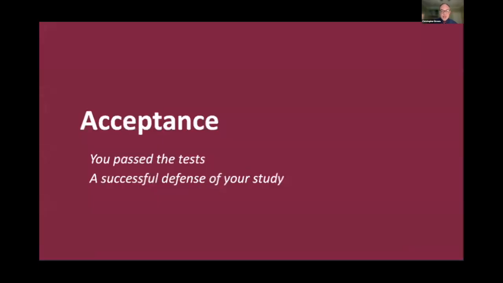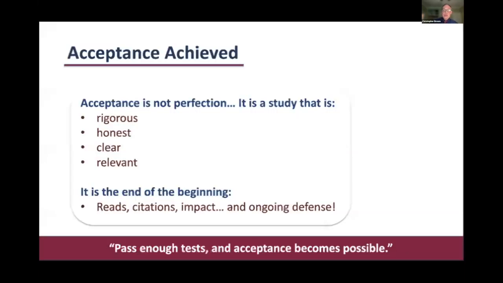Acceptance: you pass the tests, a successful defense of your study. Acceptance is not proof of truth or flawlessness. Science is progress, not perfection. It is proof of sufficient rigor, credibility, and interpretability. And we must remind ourselves that science is provisional. Acceptance simply means your study earned its place in the conversation, and that is enough.